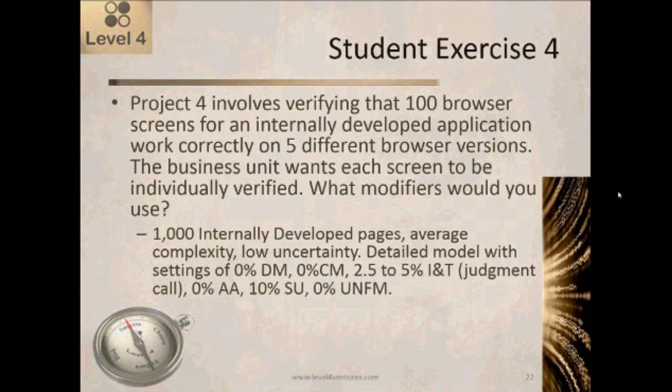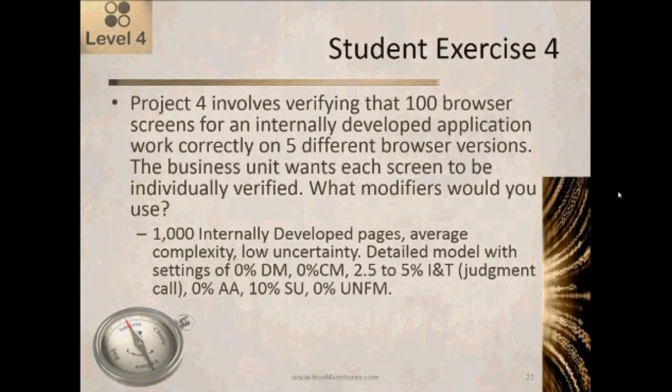For the work, I would use the detailed model, and my settings would be 0% for DM, because I'm not going to change the design at all. 0% for CM, for code modification, because I'm not planning to change the code on those screens at all. Somewhere between 2.5% to 5% integration and test. And this is really a judgment call based on how much work you think it will be required to set up and verify that the pages are working correctly. But once again, this is just because I've done this kind of estimate before, but it's going to be a small number in the INT column.